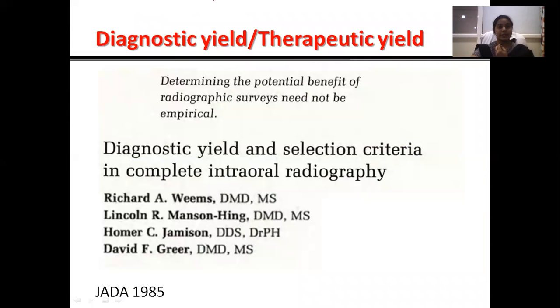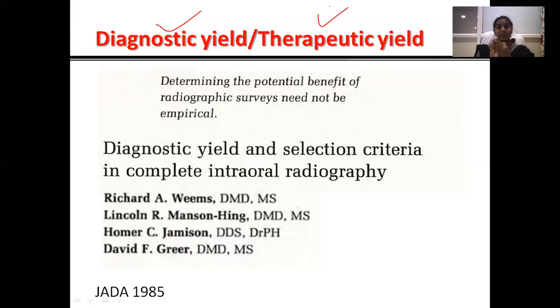Yes, this is an interesting point. That is the diagnostic yield and the therapeutic yield. So a study was conducted in which around 332 individuals participated. In this study, they diagnosed the patients and gave a particular diagnosis before taking radiographs. And after that, they prescribed the radiographs to the patient and again noted the diagnosis.